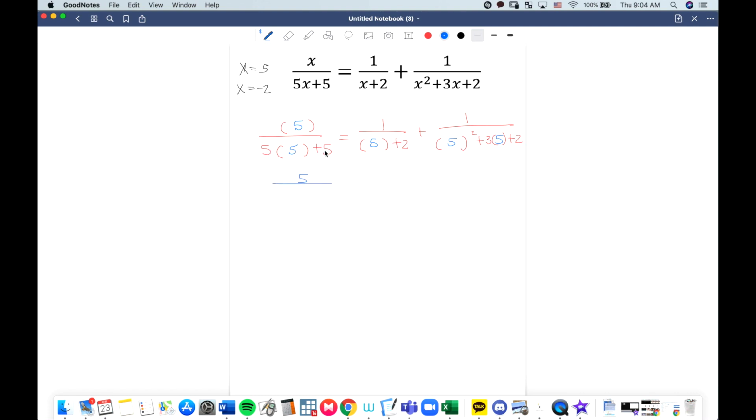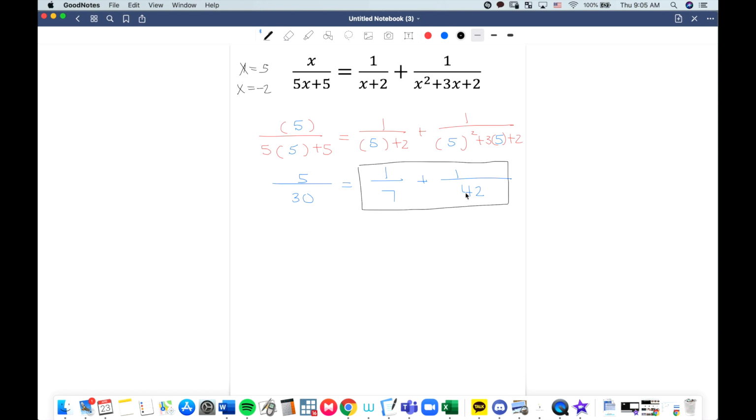5 times 5 is 25, plus 5 is 30. 5 plus 2 is 7. 5 squared is 25, that's 15. So 25 plus 15 is 40, plus 2 is 42. Okay, so if I look at the problem now, it is asking us to add these two, right? So if I'm only focusing on these two fractions, I'm not going to worry about 5 over 30 just yet. Okay, so if I'm going to add, I need them to have the common denominator.